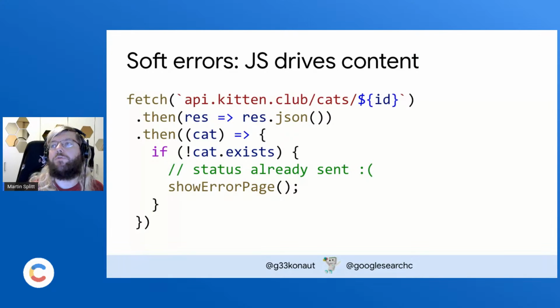We can't just say, oh, no, actually, this is a 404. I'm sorry. We can still show the user an error. But again, bots might be confused at this point. What can we do instead? We have a few options.